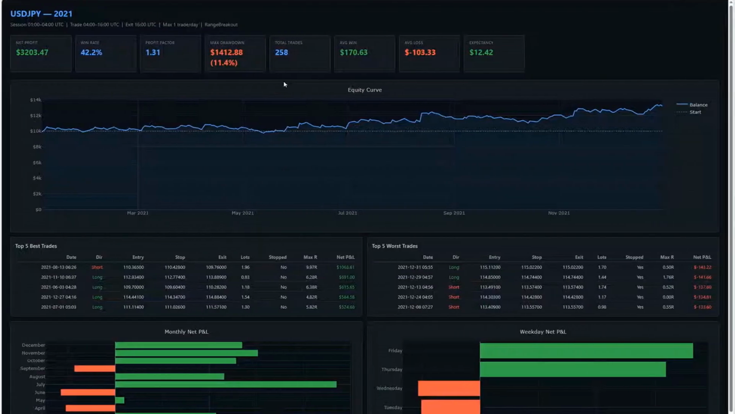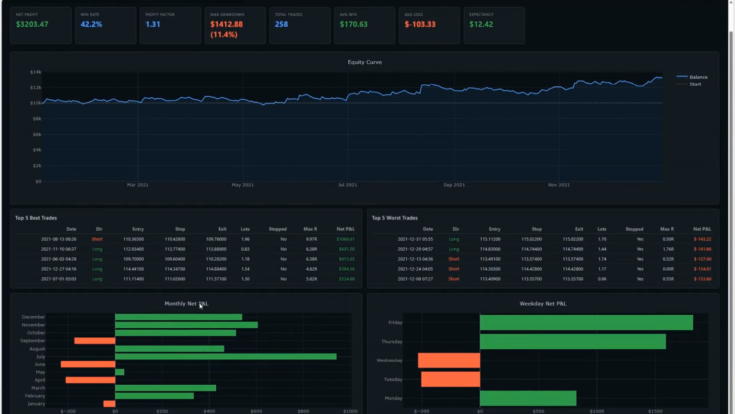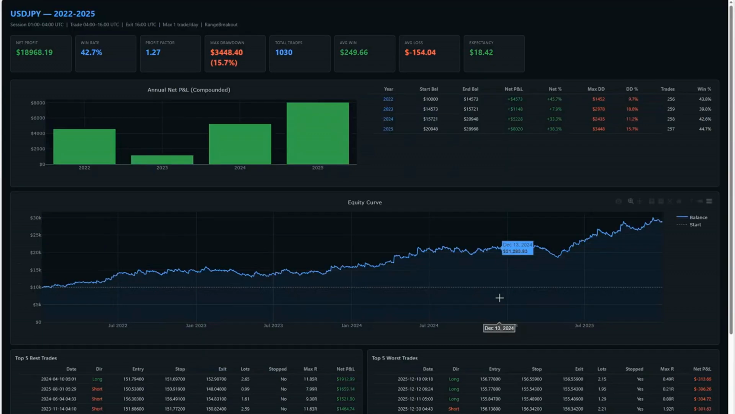Here are the results for USDJPY 2021. This is the equity curve, and we have the top 5 best trades and the top 5 worst trades. We also can see the monthly net PNL, and the weekly net PNL is looking much better than EURUSD. Now the real test, out of sample 2022 to 2025. I have already done it, and this is where it gets good.